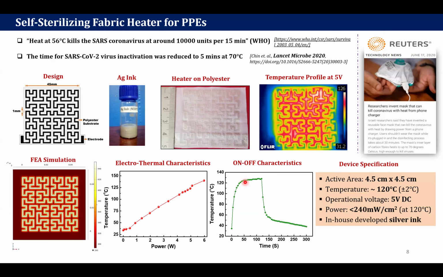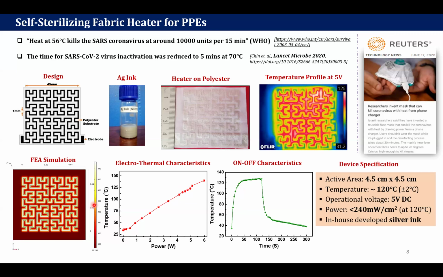Why 120 degrees Celsius? 120 degrees Celsius is the standard sterilization temperature above which any kind of microorganisms cannot withstand. So apart from SARS coronavirus, any kind of microorganism cannot withstand this temperature. And within 30 seconds we could achieve 120 degrees Celsius. So that is significant.